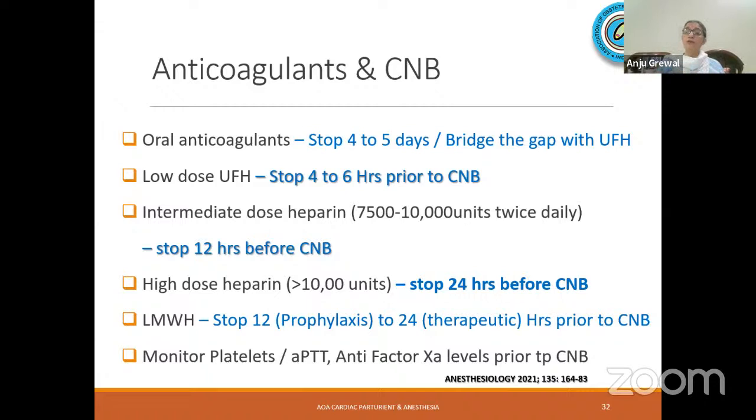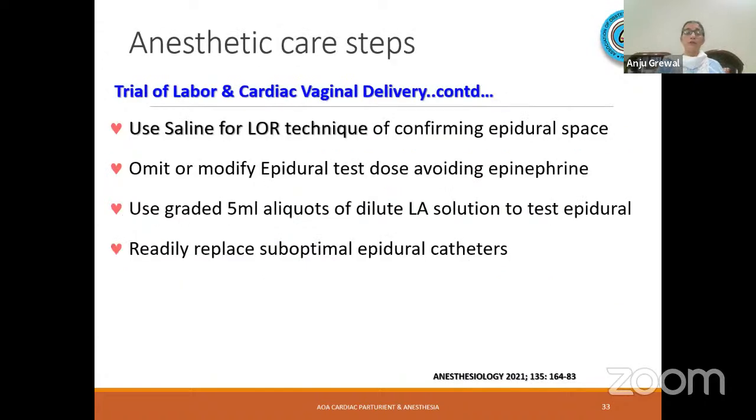If the mother is on low molecular weight heparin, we all understand that if she is on prophylactic doses, a 12-hour period, and if she's on therapeutic doses, a 24-hour period of stoppage of this anticoagulant is pertinent before you institute a central neuraxial block. You can monitor the platelets, because there can be heparin-induced thrombocytopenia occurring along with thrombocytopenia of pregnancy. And you need to look at the APTT and the anti-factor Xa levels, if they're available in your hospital, before you institute the central neuraxial block.